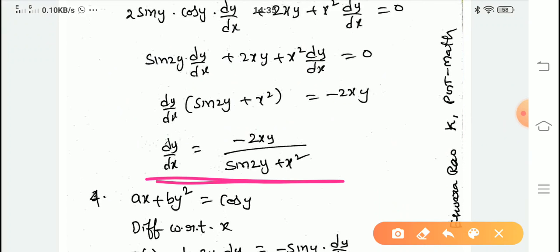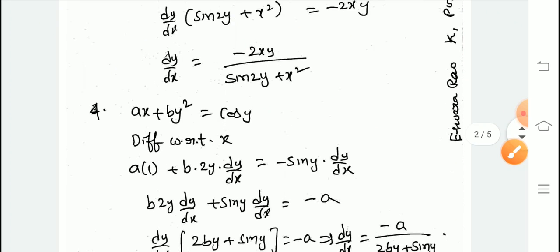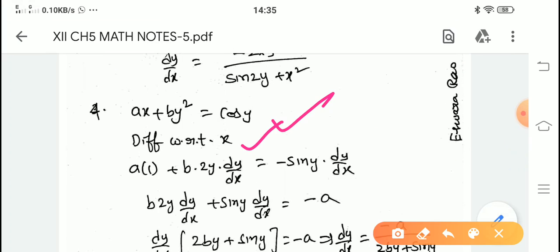In a similar way you can try other problems also. The fourth question you can also try in the same way: taking the equation, differentiating on both sides, and finally you get the required dy by dx answer.